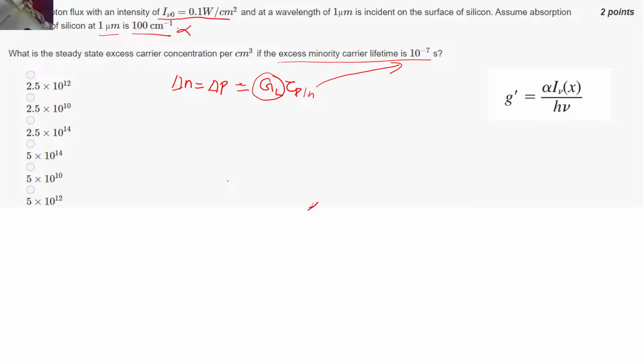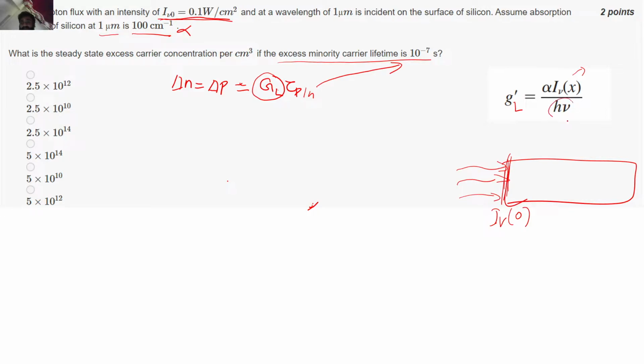In this week's content, you must have seen that the value of G_L can be found using this formula, where alpha is the absorption coefficient, which I know. They have not given this I of x with respect to any x. If we are shining the light on the surface, we always have to assume that this is I_v of 0 by default, because they have not mentioned any x here. So we will assume this is I_v of 0, and h nu.